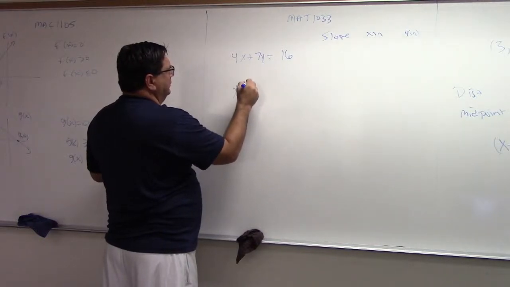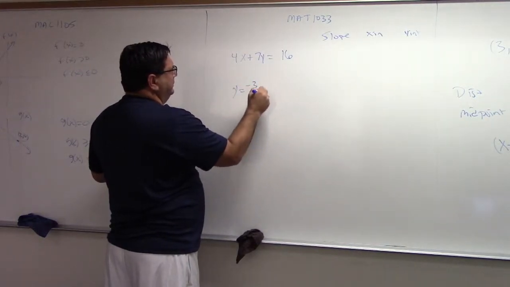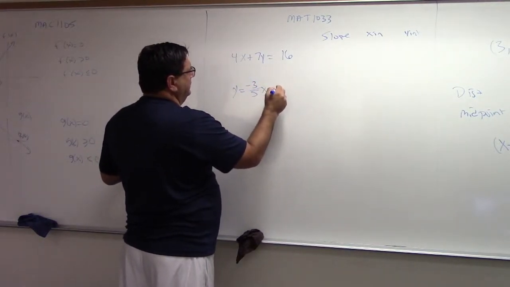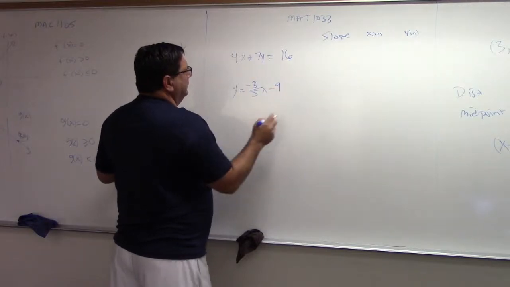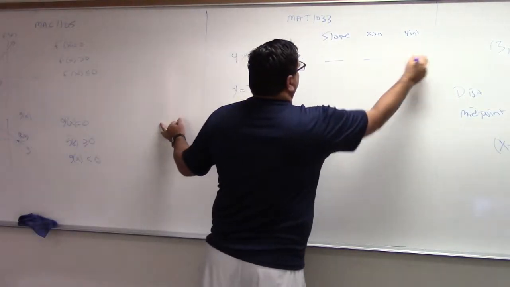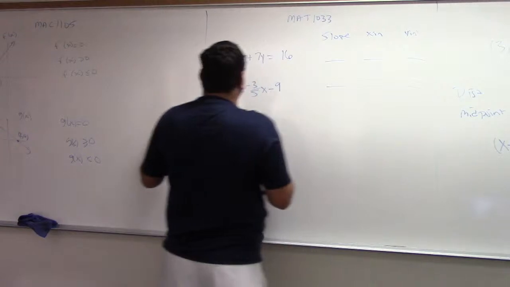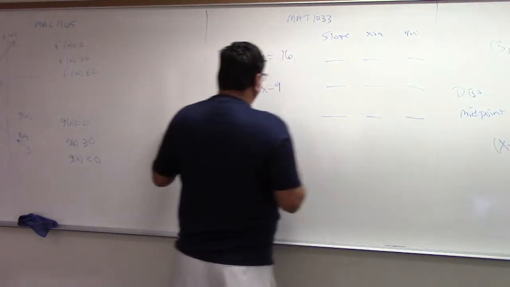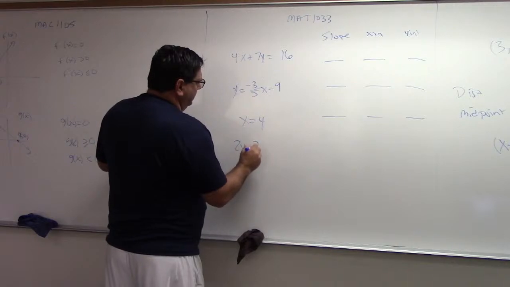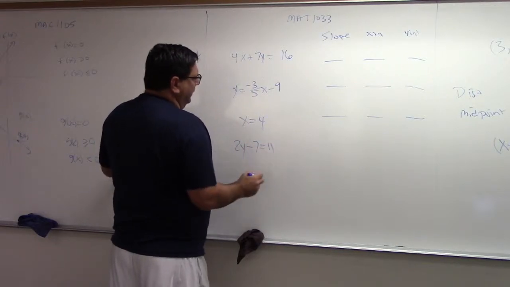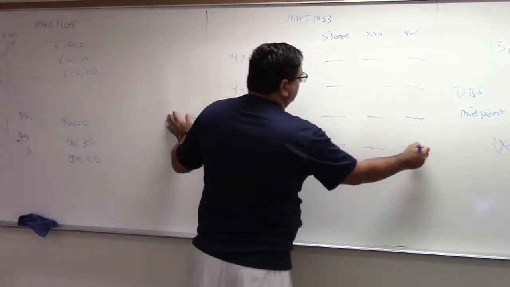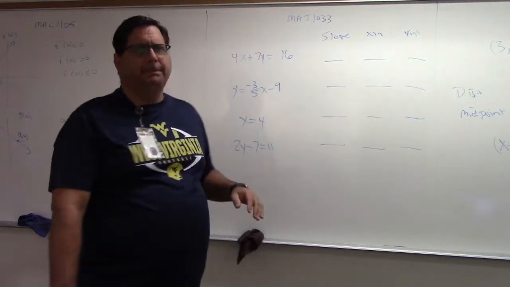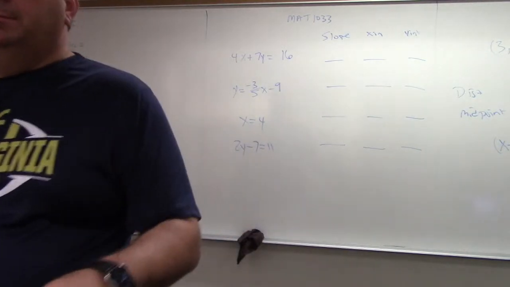Y equals -3/5 x minus 9. Same thing there. X equals 4. Same thing here. 2y minus 7 equals 11. Same thing here. All right. We good? All right. Laney, I'm on you.